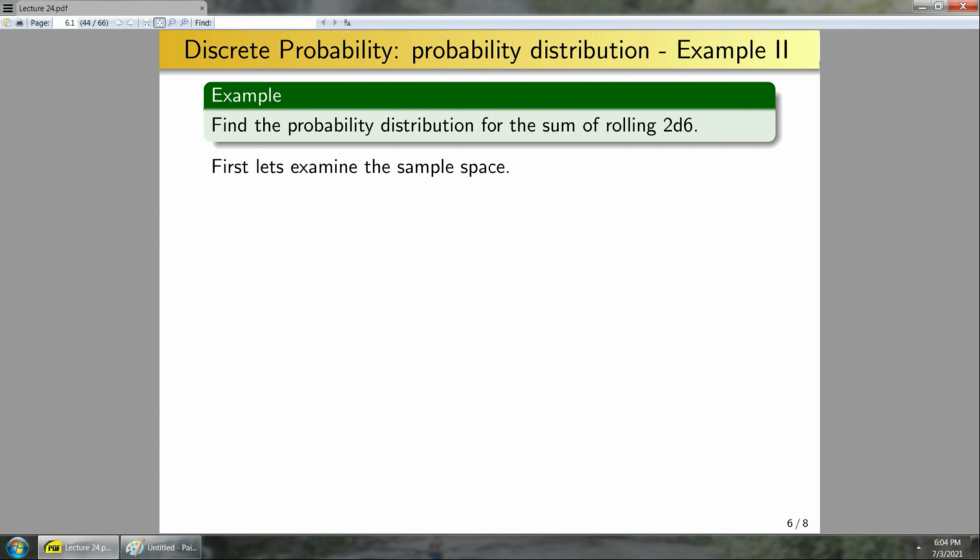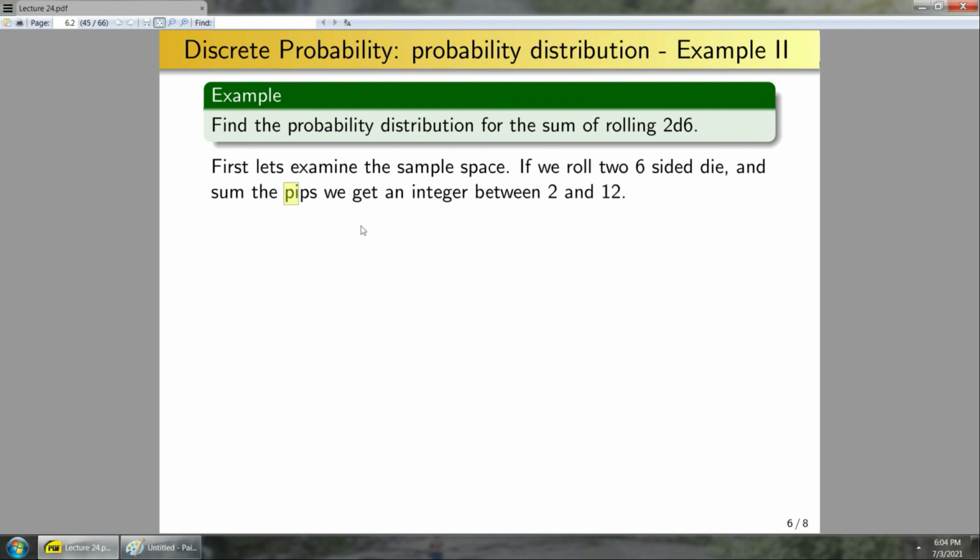So for this case, I first need to talk about what the sample space is. If I roll 2 6-sided die and then sum the pips, so the pips are the number of dots on the die, I'm going to get an integer between 2 and 12, right? And in particular, I can get any integer between 2 and 12. Thus, the sample space is simply going to be the collection of the integers 2, 3, up to 12.